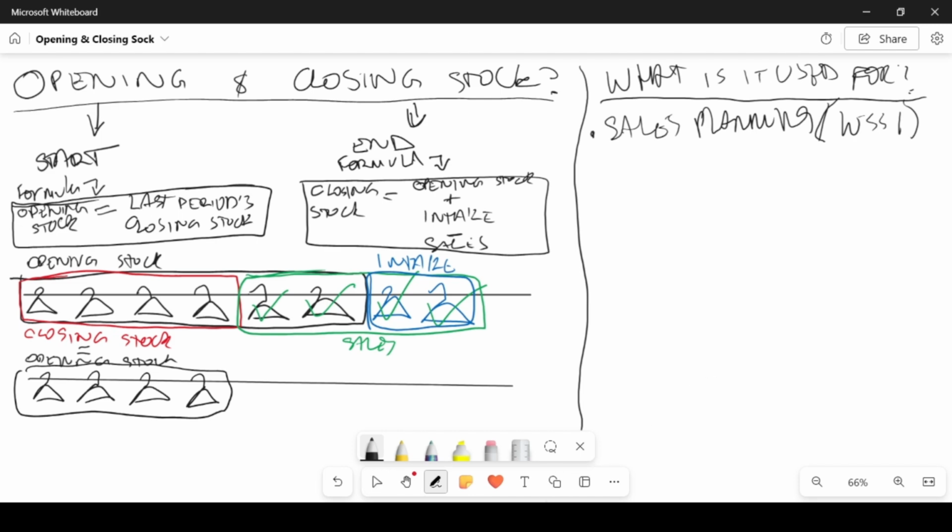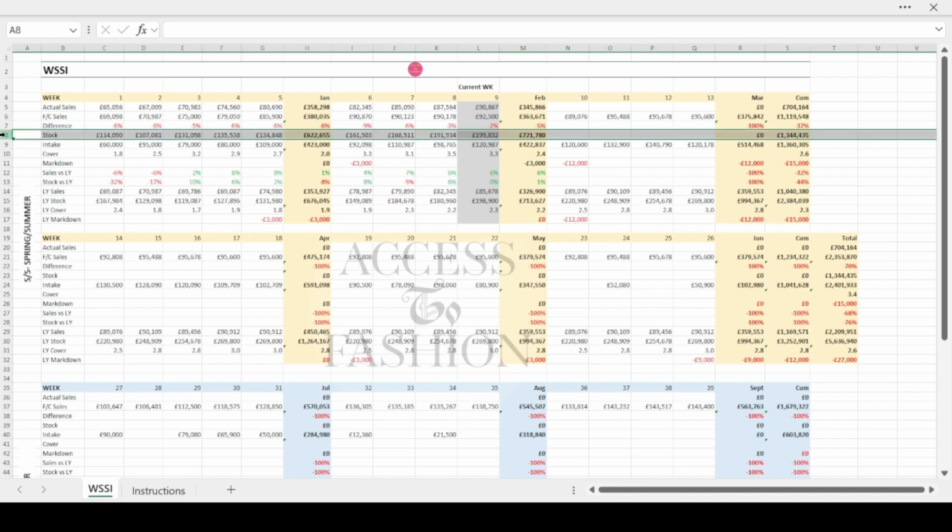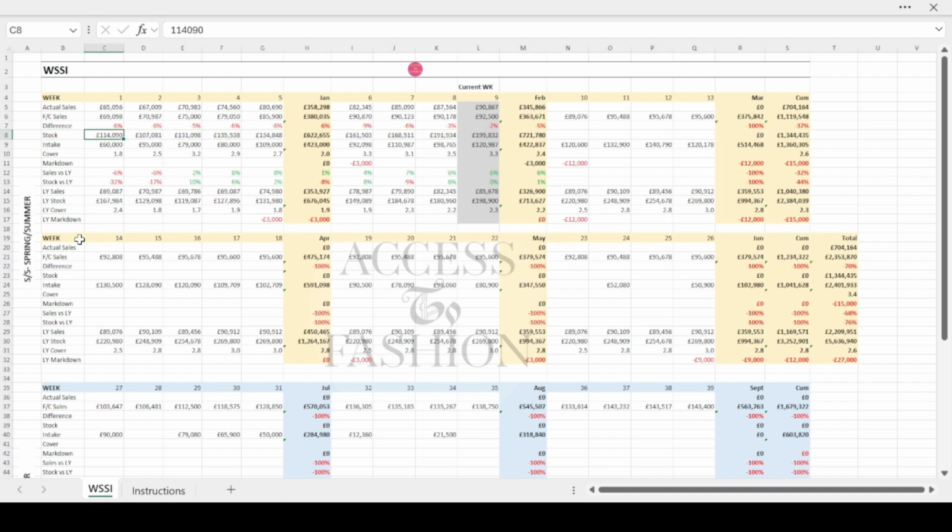But for now, I will quickly flick through to the Wizzy just to be able to explain opening and closing stock in particular to your sales planning in the Wizzy. So if we just take a quick look at this Wizzy here, we can see that our stock is listed here in this row. And this shows the stock all the way throughout the period.